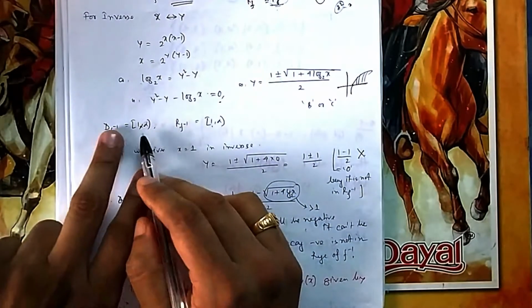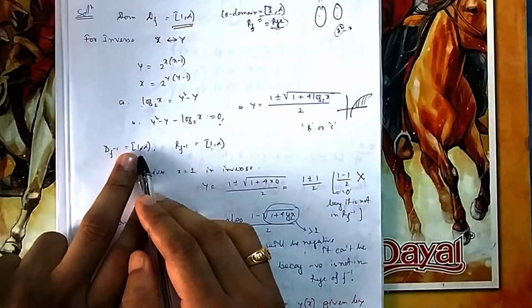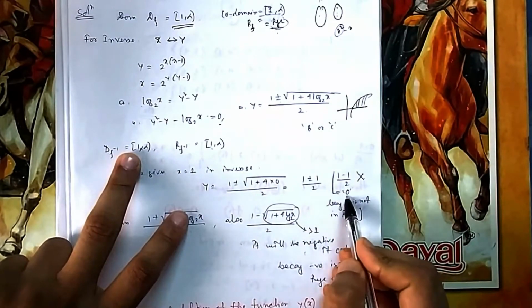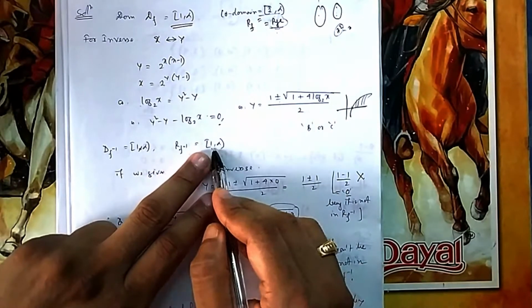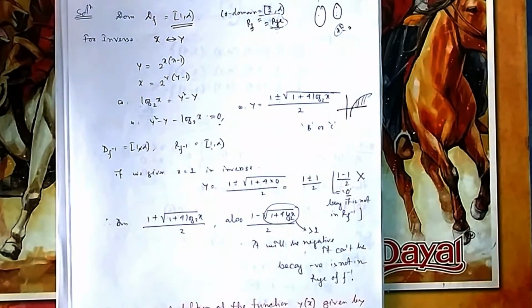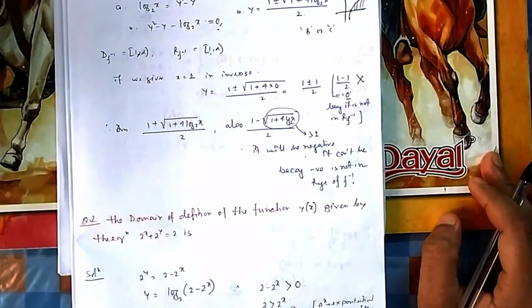Or you can check by giving the first value of the domain, 1. If you put 1, you can see the answer is coming 0, but in the range it is not 0. This is the range of this function. So that's why negative 1 is not possible. So the positive 1 is the perfect inverse. So that's why it is option B.